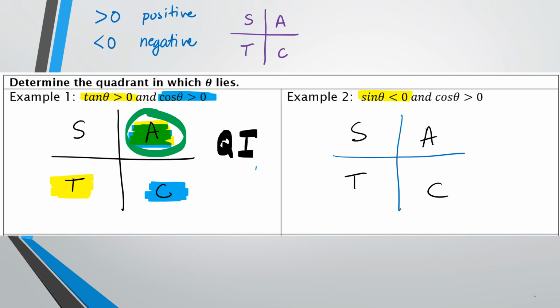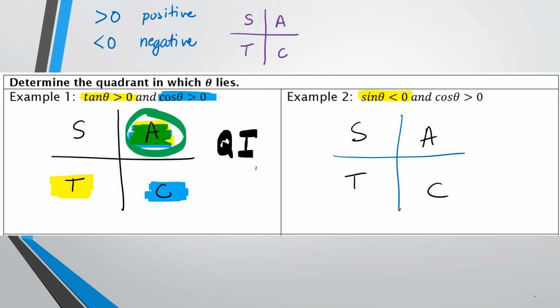So I want to know where sine is less than 0. Less than 0 means negative. So we're going to think about this backwards. What I want to think about is, first of all, where is sine positive? And then I'm going to highlight the other 2 quadrants. So let's think about first where sine is positive.